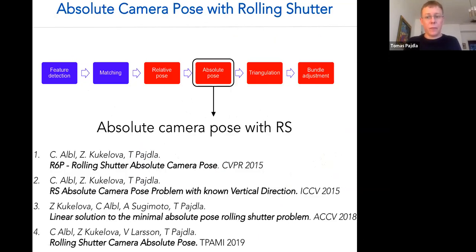So this pipeline has many places where we need to change standard processing in order to cope with rolling shutter. In this talk, I will concentrate on one element of the pipeline, which is absolute pose computation. It's camera absolute pose computation, and this part. We studied this part for some time, and there is a list of related work, which is our previous work. And I will basically pick up some elements from this sequence of works.